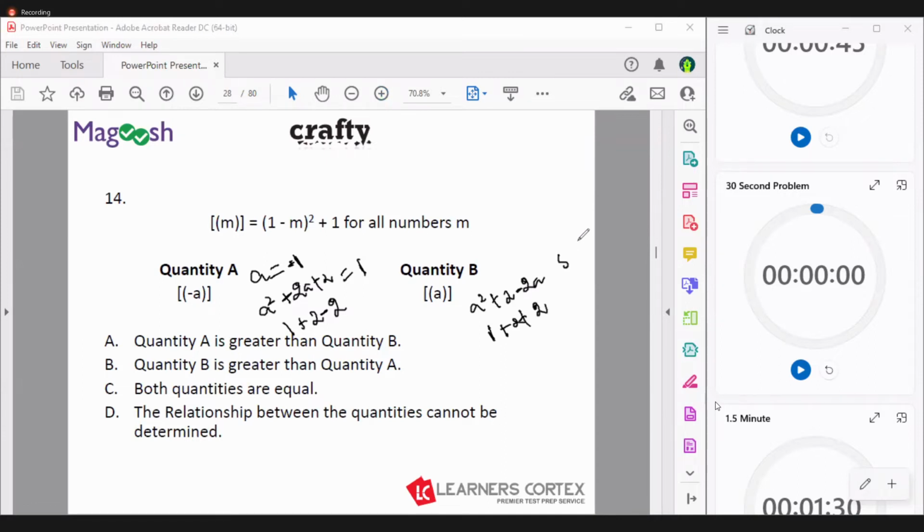So this becomes 5. For all the negative values, b will be greater. For all the positive values, a will be greater. So that is why we cannot determine which of these values would be greater; the relationship cannot be determined in the end.